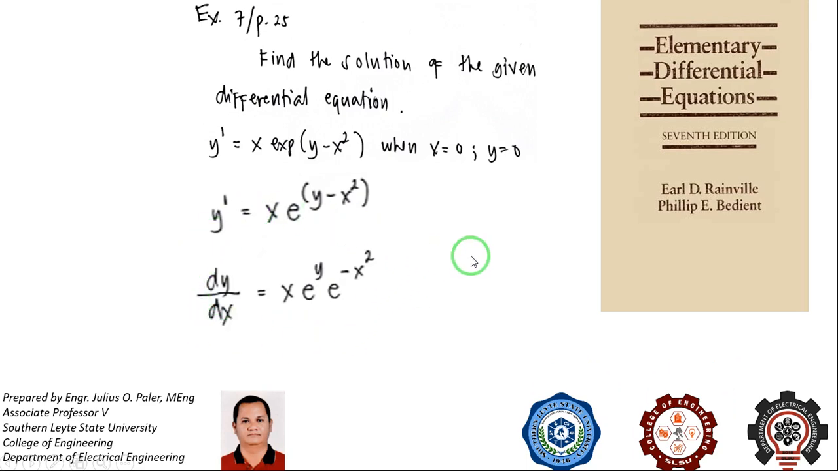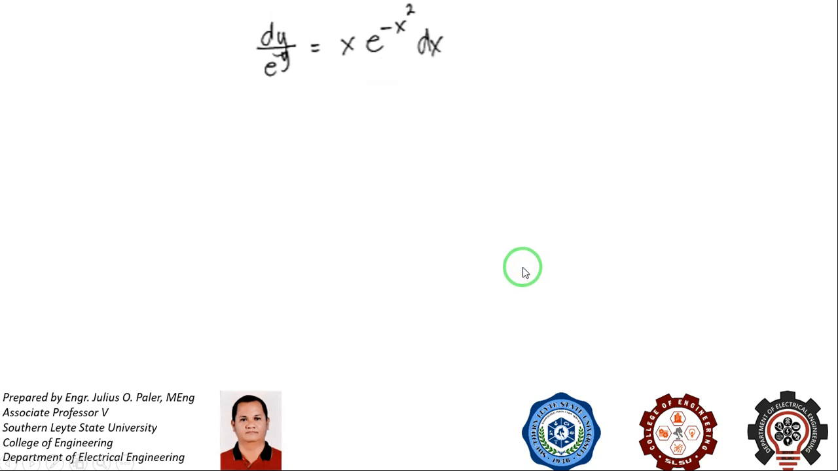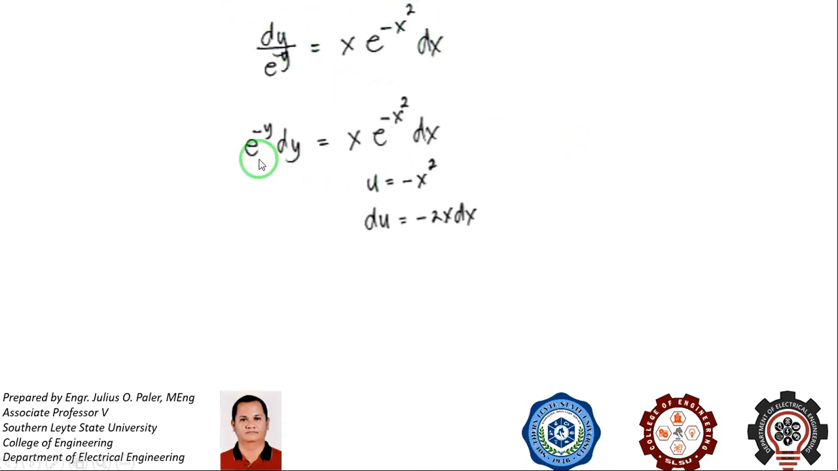okay? So we have dy over e to the y equals x e to the negative x squared dx. So at this stage, really, we have separated the variables. e to the negative y dy is simply 1 over e to the y dy, and we just copy the right side of the equation.